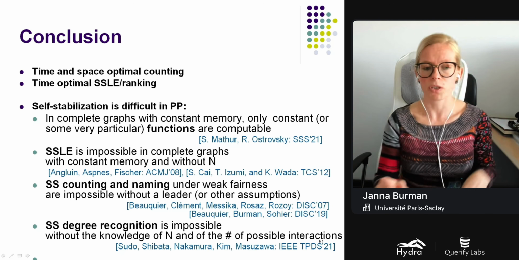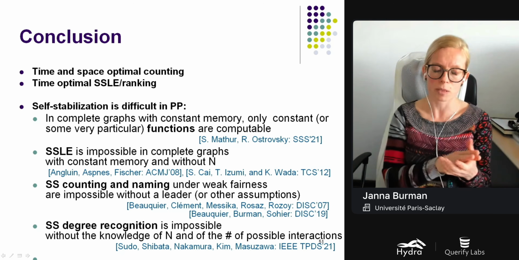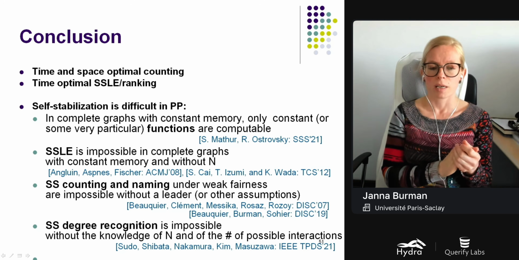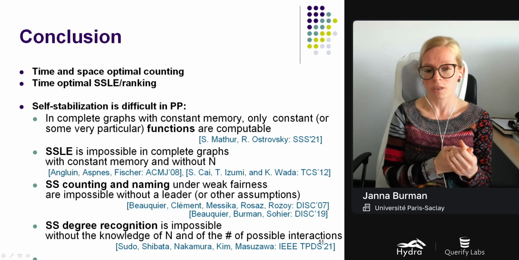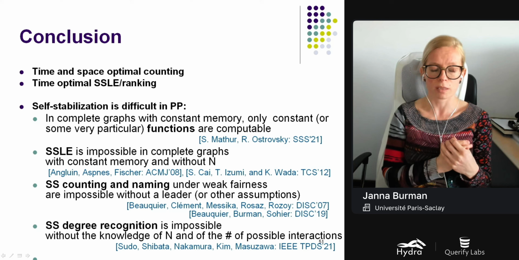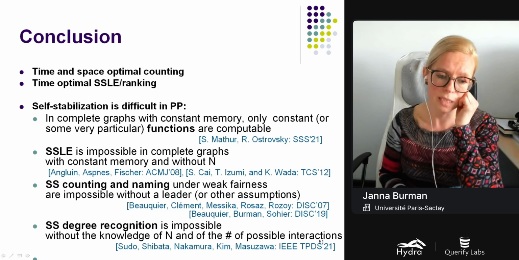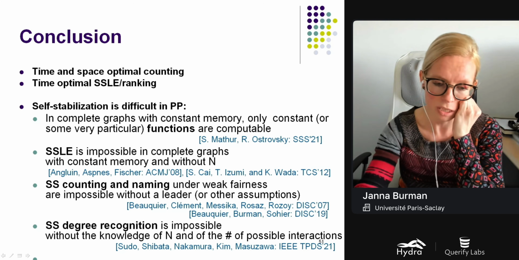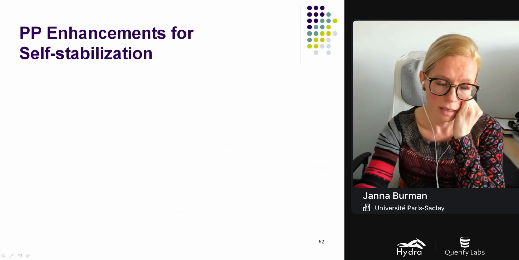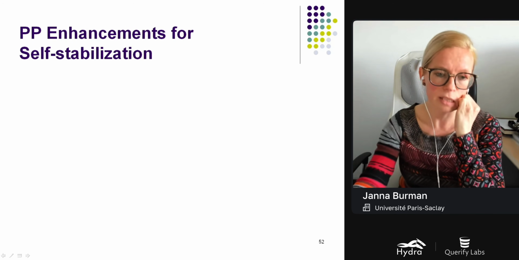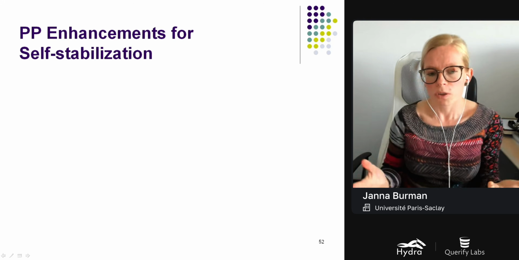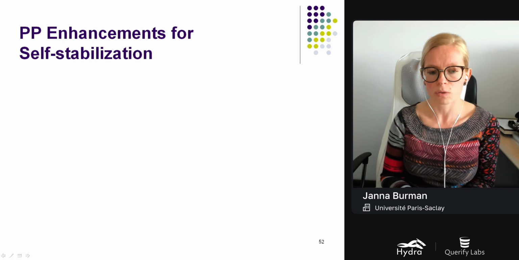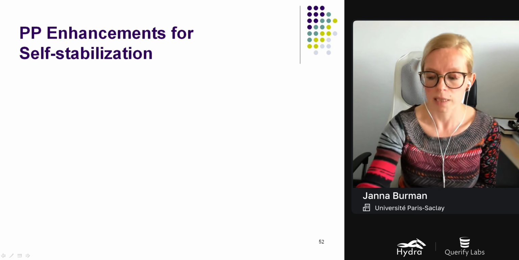We know, for example, that in the original population protocols in complete graphs with constant memory agents, we cannot compute many functions, in fact almost only constant ones, which are not that interesting, and we have many other impossibilities for other problems like naming and degree recognition and others. So the scientists wanted to see what we should add to the model, to the system, to be able to produce and to design self-stabilizing solutions.